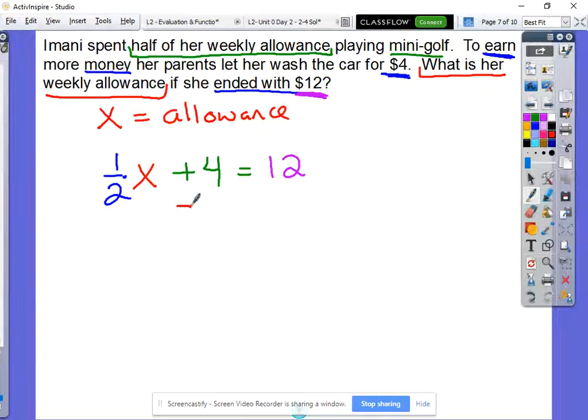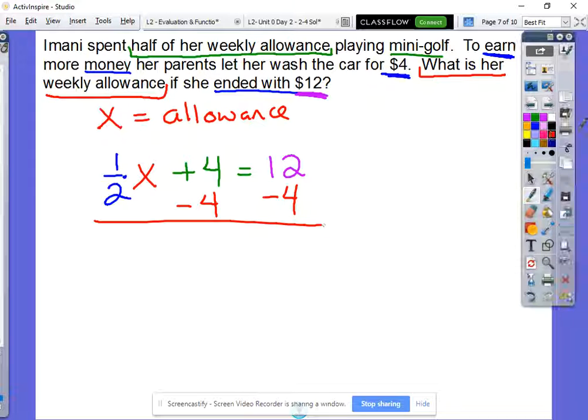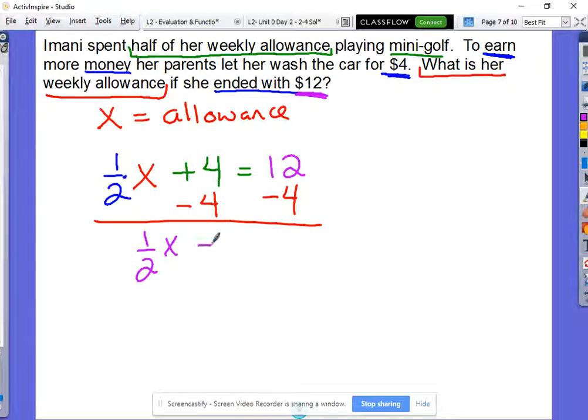Okay, so now that you're back, first thing I'm doing is taking care of the addition. So I subtract. Opposite of addition is subtraction. So I'm going to subtract 4 from both sides. I'm now left with 1/2 x equals, because those are gone, equals 8. 12 minus 4 is 8.